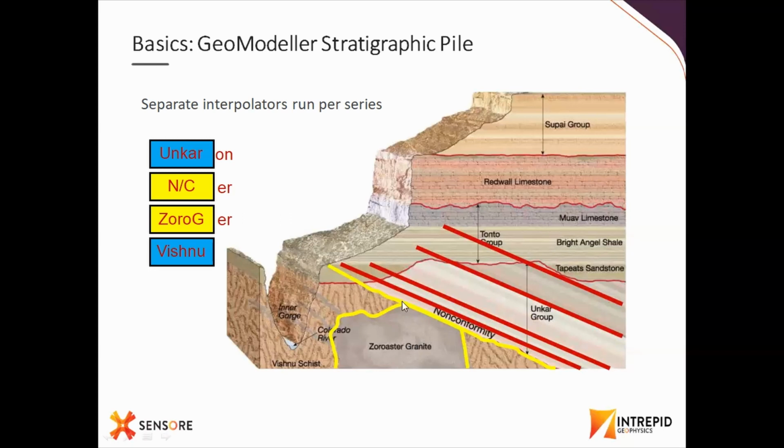Then after that, there is an unconformity, which is actually a non-conformity. Non-conformity is an erosional surface, so we have to define it as an erosional surface. After that, there is the Unkar group. I'm sorry, and it's just going on and sitting over the non-conformity. It's not going to erode anything. So it just goes and sits over the non-conformity. That's why we set the relationship like onlap.